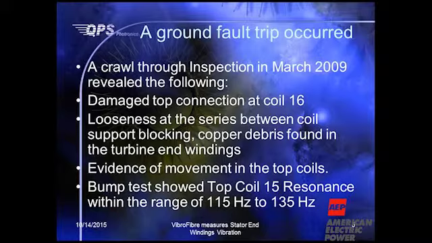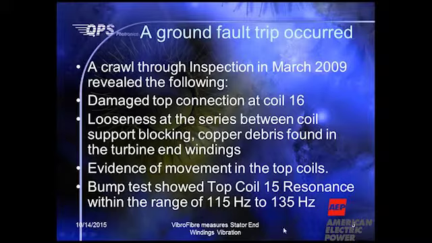And there is plenty of evidence of looseness between all the coils, and you can look at it in the support block. And there is copper debris found at the end winding, and the top coils have signs of moving. Now, AEP proceeded to do a bump test around the area and found top coil 15 actually had a resonance very close to 2 times line frequency. It covers the span of 115 to 135. So it is kind of sensitive.